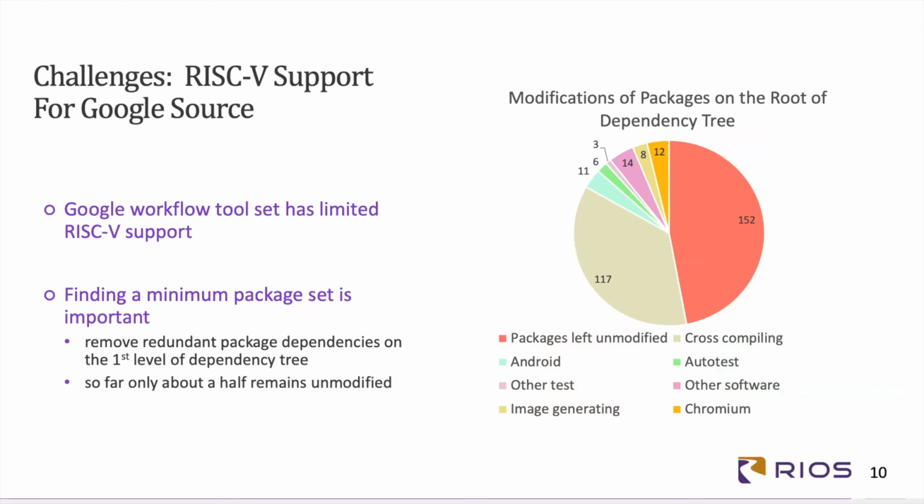And the second is about the RISC-V support. Firstly, it's about Google source. Since Chrome OS is developed by Google, there are a bunch of Google packages that need to be downloaded from Google Cloud. So the first very big issue is about the basic tools of Google.